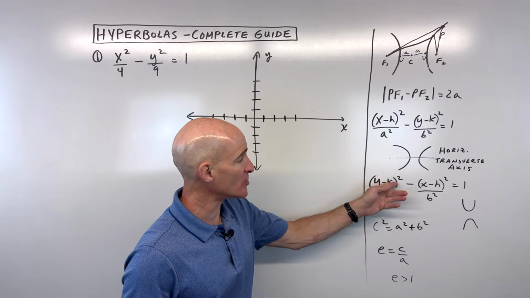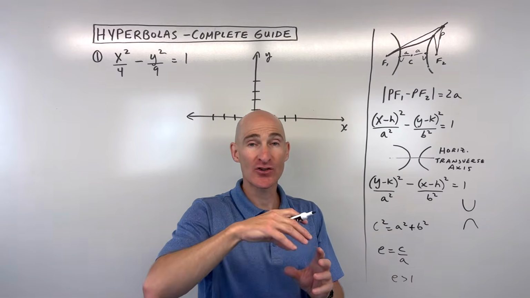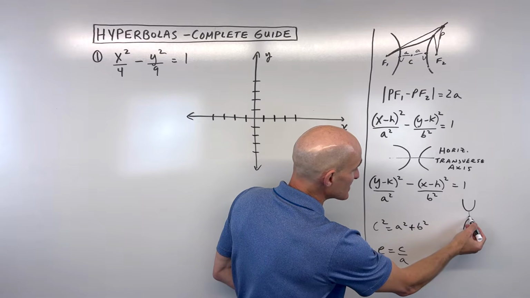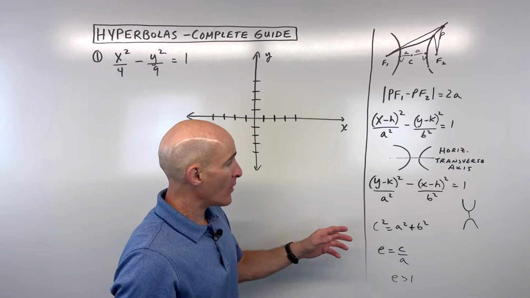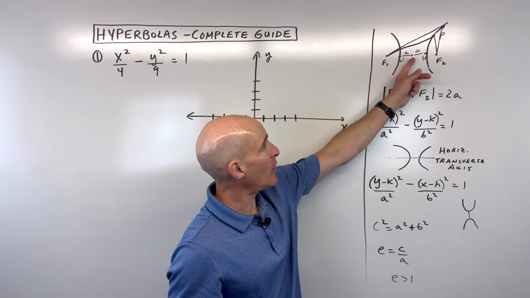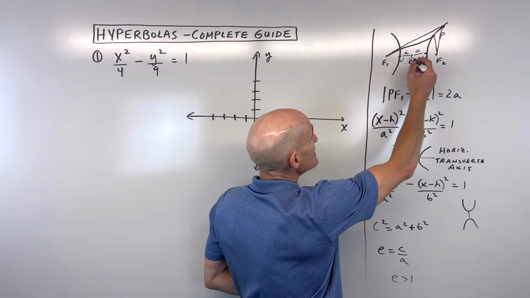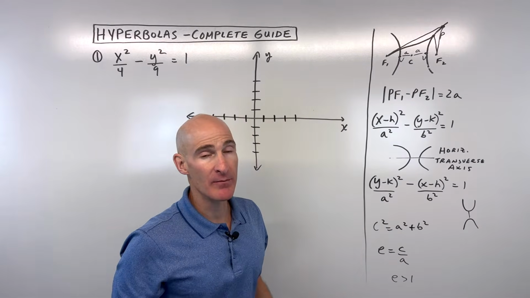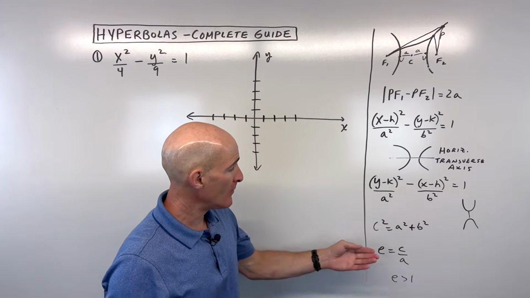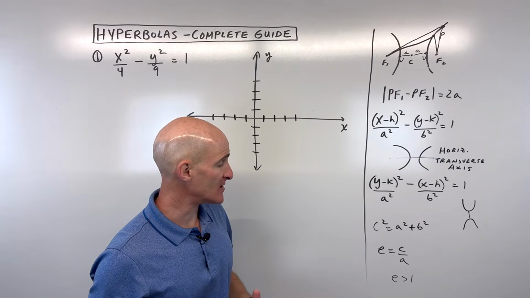Now, if the y squared term comes first, then it's going to be opening in what I like to say the y direction, or the vertical direction, and this would have a vertical transverse axis. Now, we're going to be talking about what a, b, and c represent as we go through some of the examples. We've already talked about how a is the distance from the center to the vertex. c is the distance from the center to the focus, and then b, we're going to talk about how it plays into when we find the equations of the asymptotes. But there's this formula, c squared equals a squared plus b squared, that ties all those quantities together.